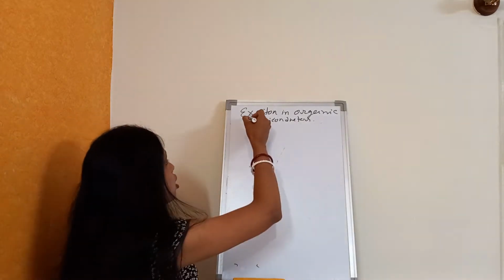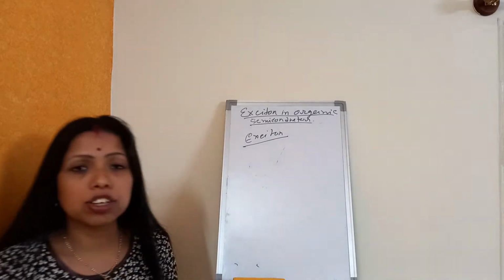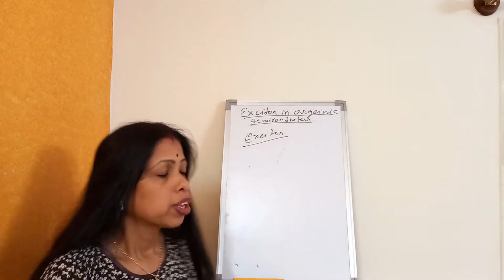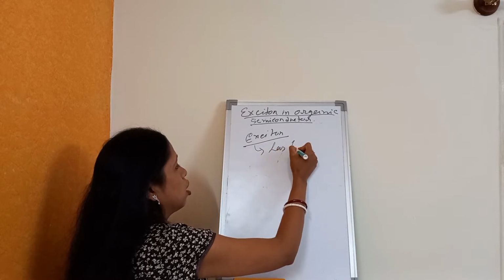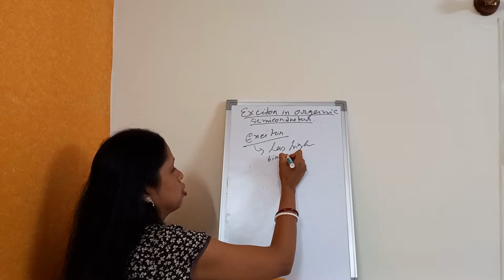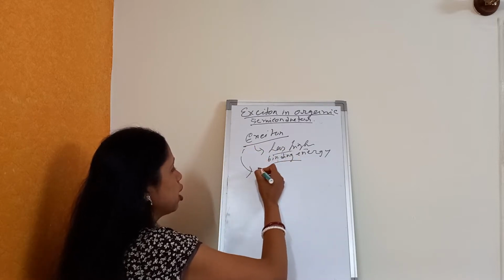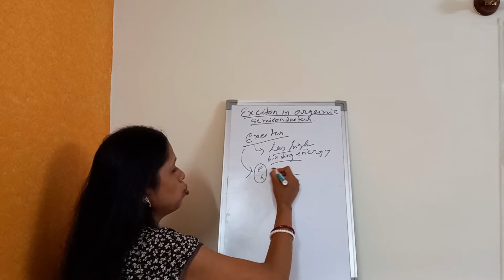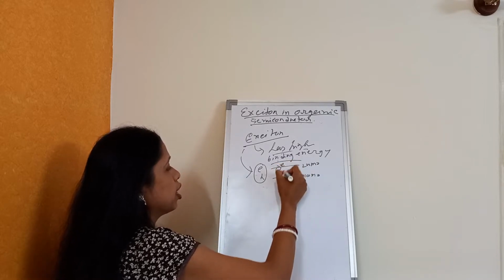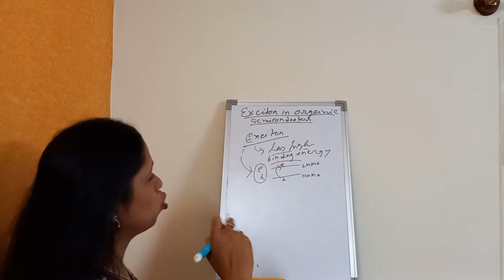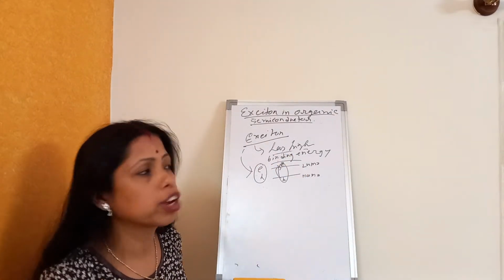Okay, so the exciton. When an exciton is generated in the organic semiconductor, it has high or strong binding energy. What is the binding energy? An exciton is an electron-hole pair. When the electron goes from the HOMO level to the LUMO level in the organic semiconductor, this is the electron and this is the hole. The hole is created in the HOMO level and the electron in the LUMO level. These are strongly bound as compared to the inorganic semiconductor.